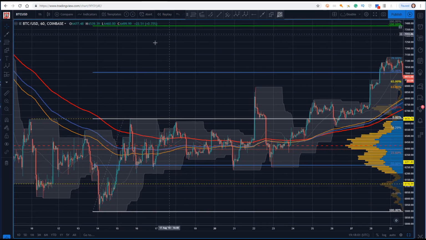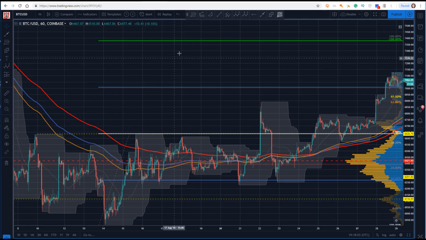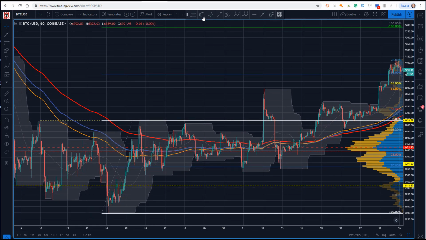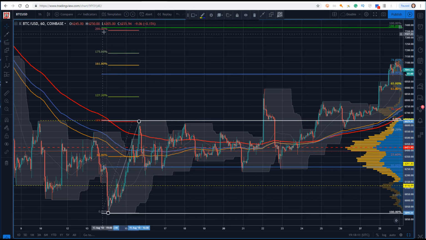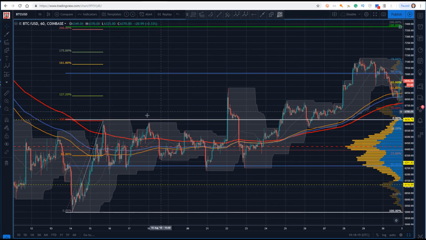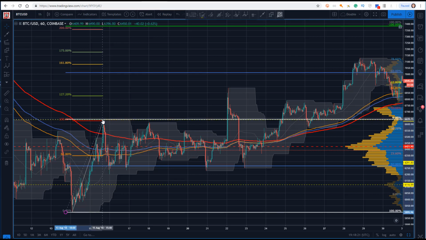Here would be, if you're thinking of it in terms of, well, let me show it to you this way. If we take the length of this swing and then we project it from this low here, here would be essentially 200% of it. Here's 100%. Here's 200%. Right, so you get the idea. In the language that I'm using, this would be 100% of the swing. Here, this would be the negative 100.